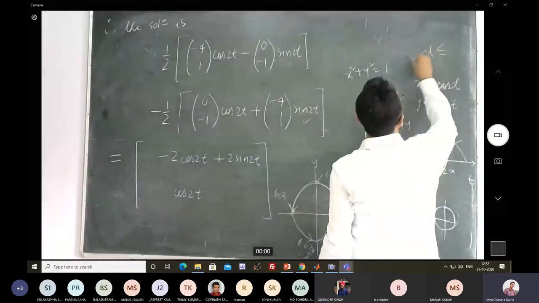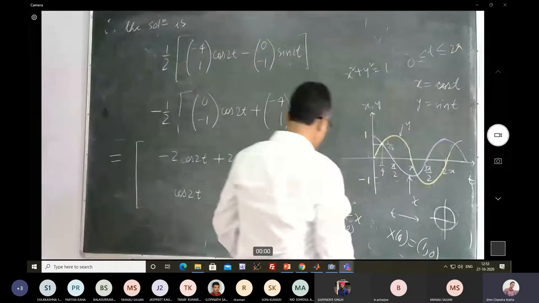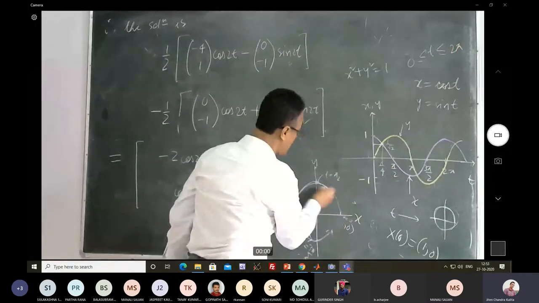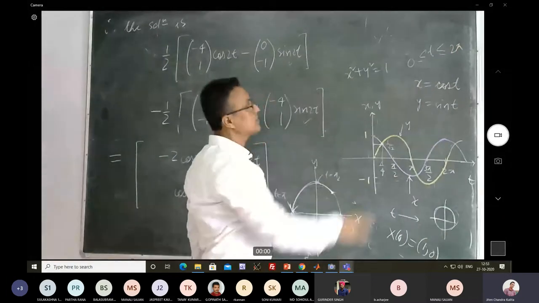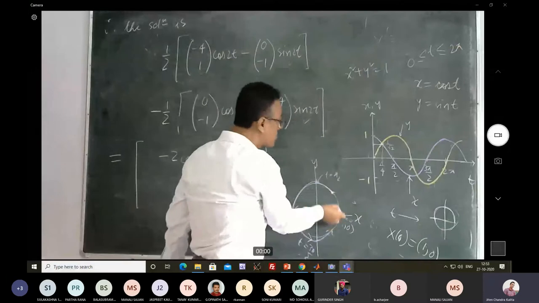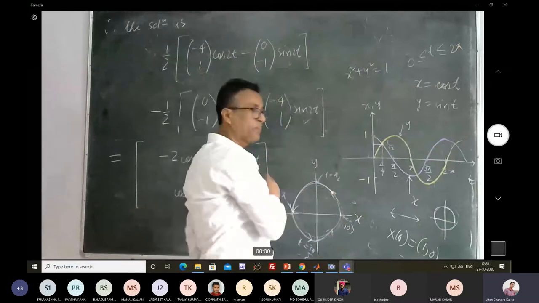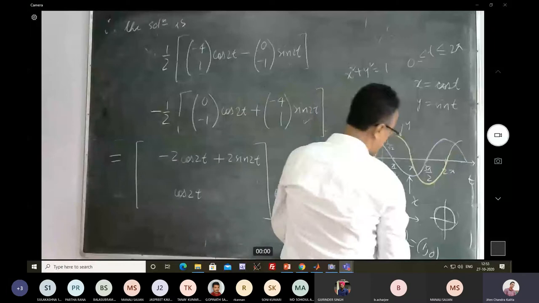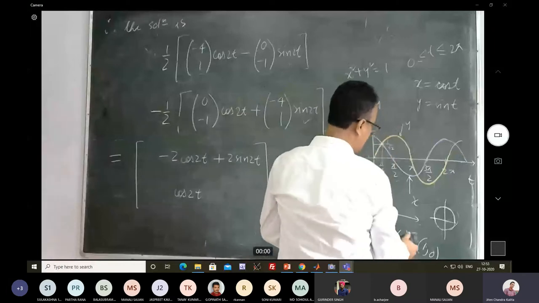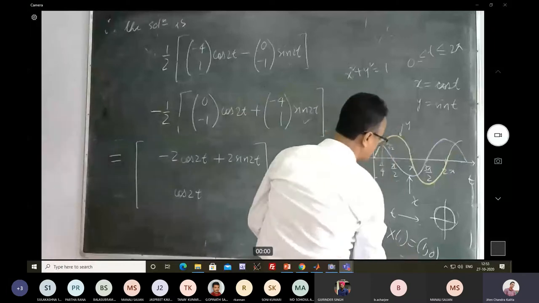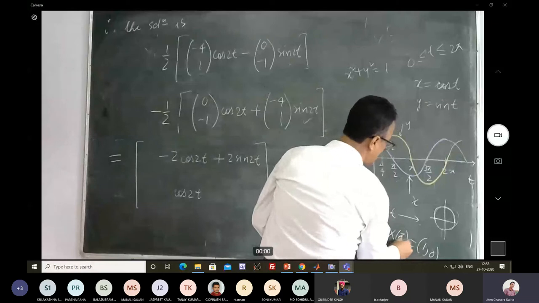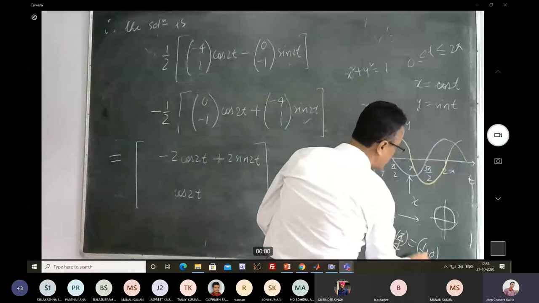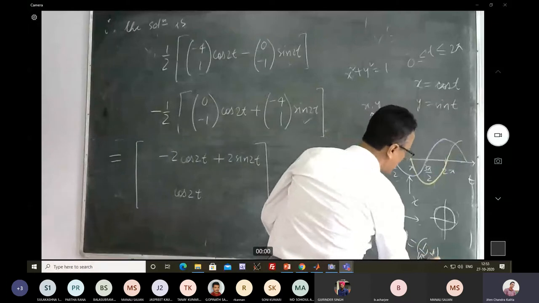Here, if I take t in the interval between 0 to 2 pi, I get this curve. If it is more than 2 pi, it is going to be repeated. It is again going to go around. Suppose I had that initial condition as this. The initial condition is this: at t equal to pi by 4, 1 by square root 2, 1 by square root 2.